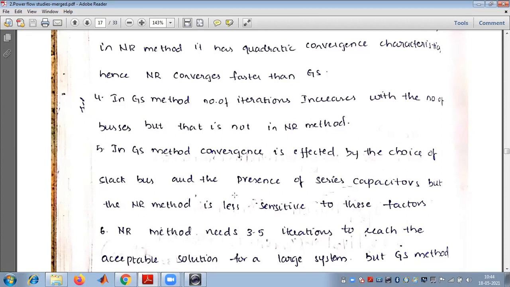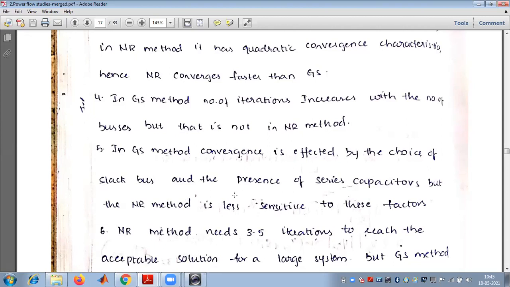The fifth one is, in the GS method convergence is affected by the choice of slack bus and the presence of series capacitors, but the NR method is less sensitive to these parameters. So how can we say that the linear convergence is a little bit slower than the quadratic convergence? Here he has given 2 points which affect the linear convergence characteristics. The first one is the choice of selecting the slack bus and the presence of series capacitors. These are the main reasons for affecting the linear convergence. So obviously your computation time has been decreased.